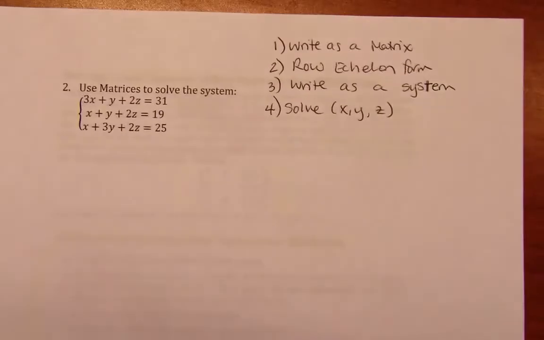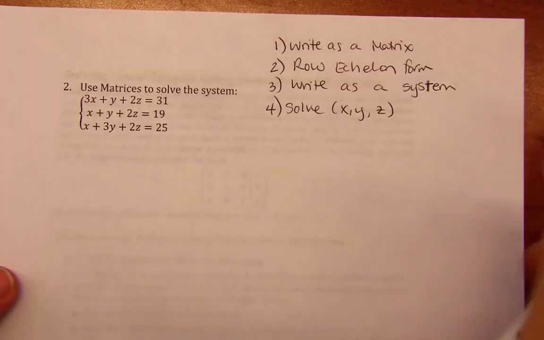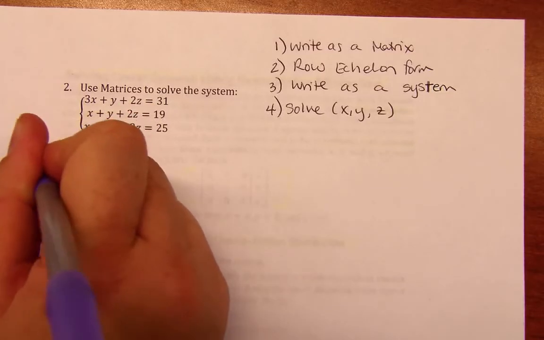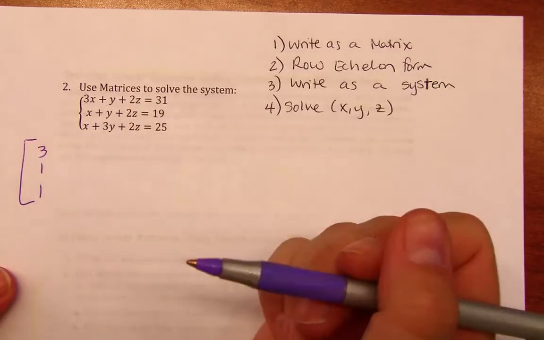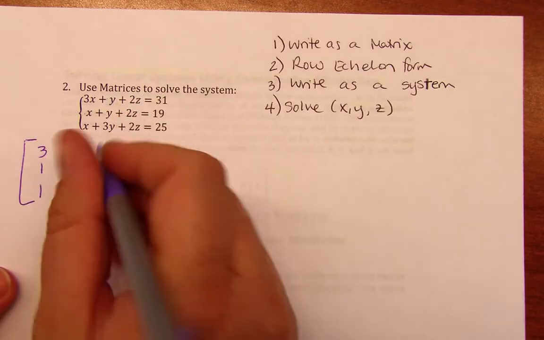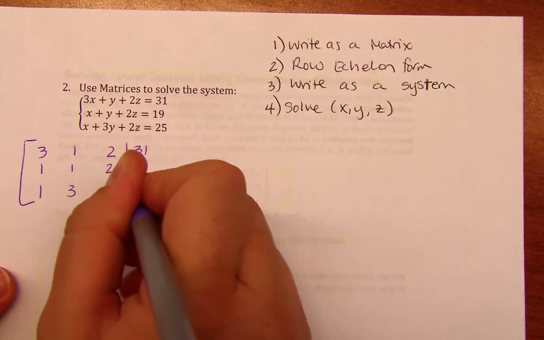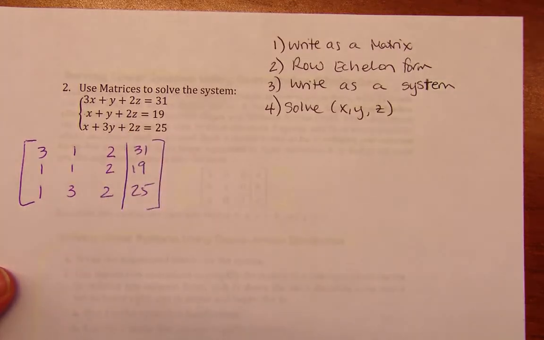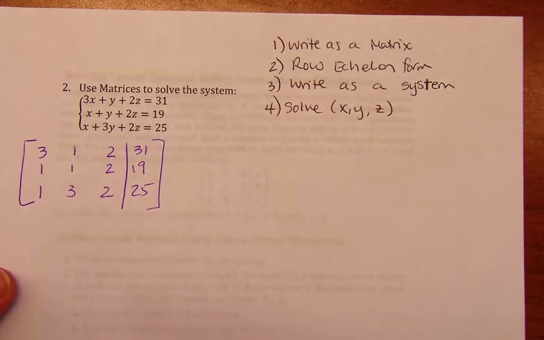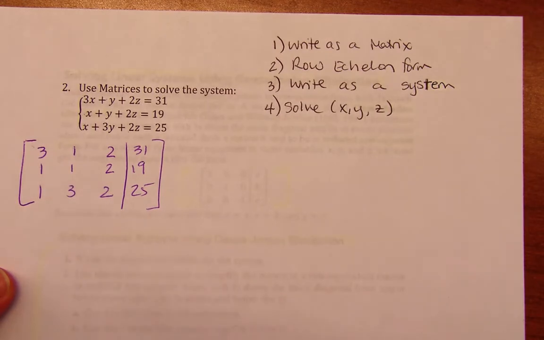Now I've listed some steps for you here that are really helpful. The first thing we want to do is write this as a matrix. So let's go ahead and do that. We have 3, 1, 1. We're just looking at the coefficients here. 1, 1, 3. 2, 2, 2. And then 31, 19, 25. So now we've written it as a matrix. And now we're going to use row operations to get this into row echelon form. So I want ones down the main diagonal and zeros below.